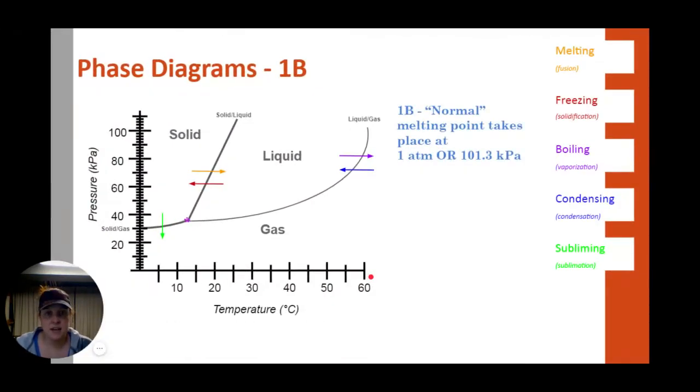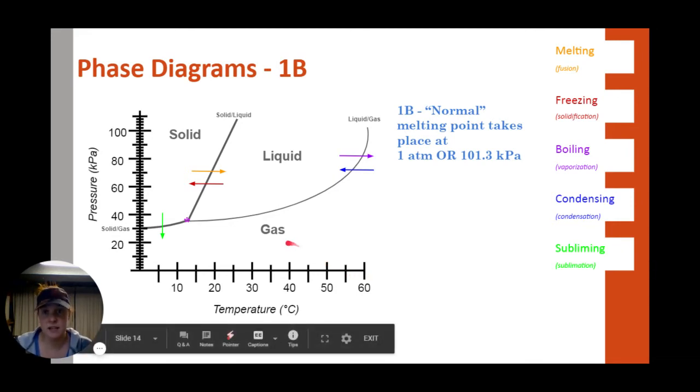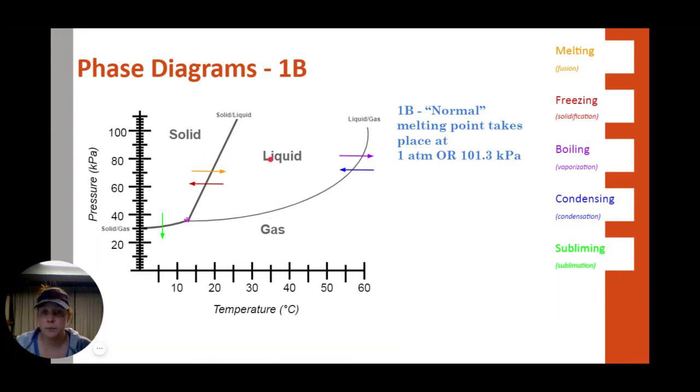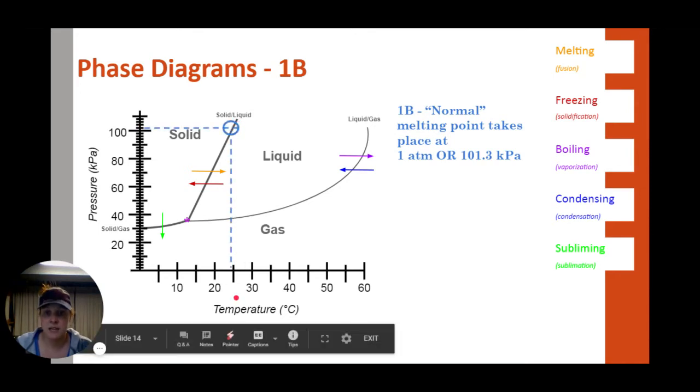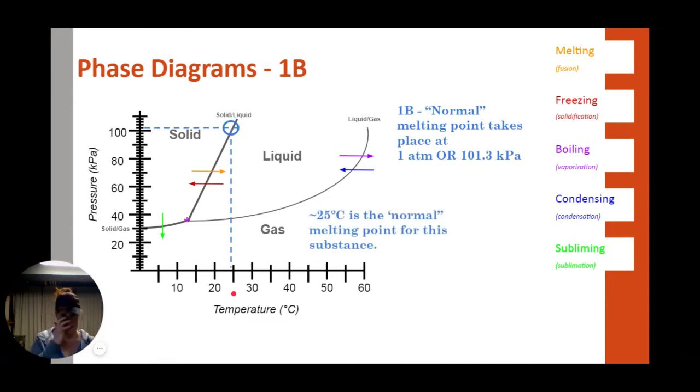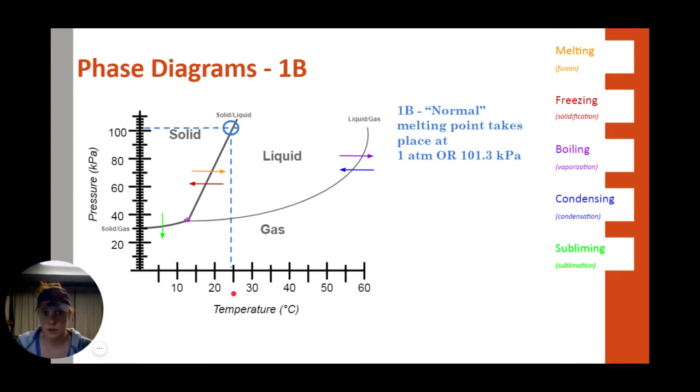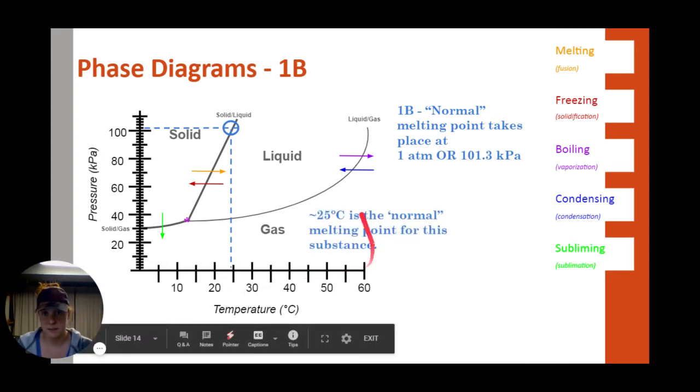So 1B asks us to now locate the normal melting point. Remember, normal melting point or boiling point takes place at 1 atm, or in this case, 101.3 kilopascals. And if we are melting, to melt goes from solid to liquid, so we're going to be going somewhere along this line here. We want to start at 101.3 kilopascals, which would line us up right about here. Drop that down to the x-axis temperature, and that's roughly 24 degrees Celsius, and that would be the normal melting point for this particular substance on this graph.